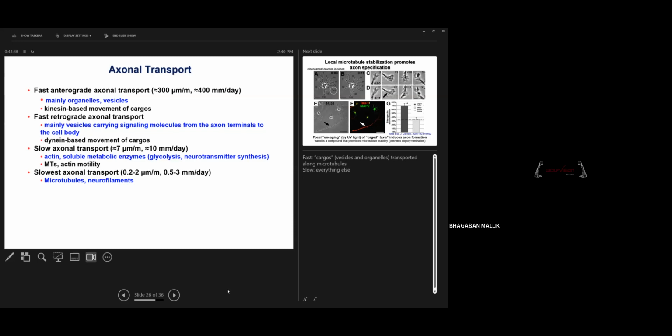Also you have slow axonal transport. Mostly actin molecules are transported by slow axonal transport, as well as metabolic enzymes like glycolytic enzymes, or enzymes required for neurotransmitter synthesis. The slowest axonal transport is mediated by the microtubules or the neurofilaments. So you have axonal transport because, for proper function of the neuron, you need this kind of activity in the neurons.